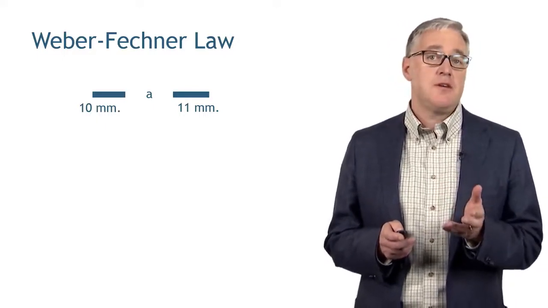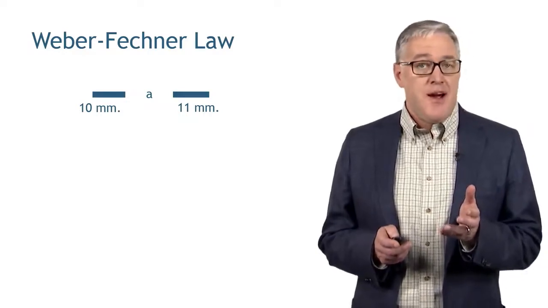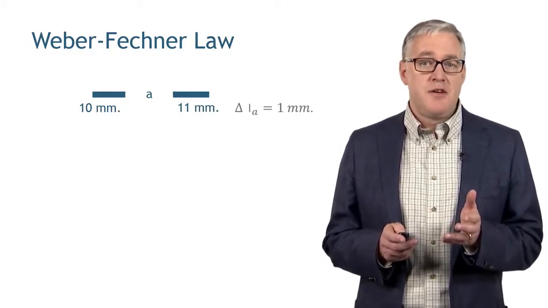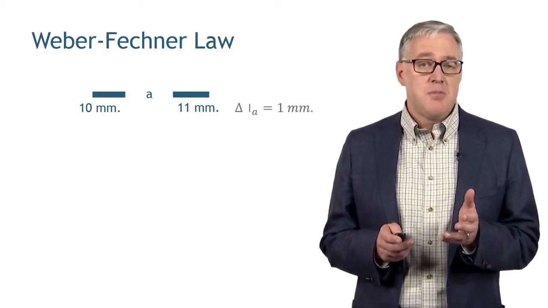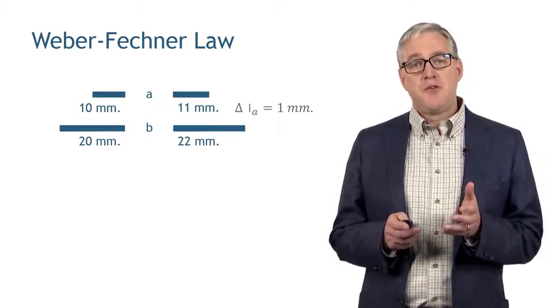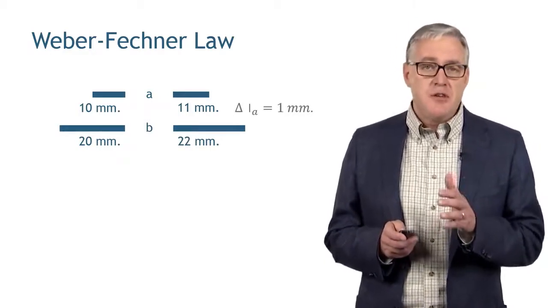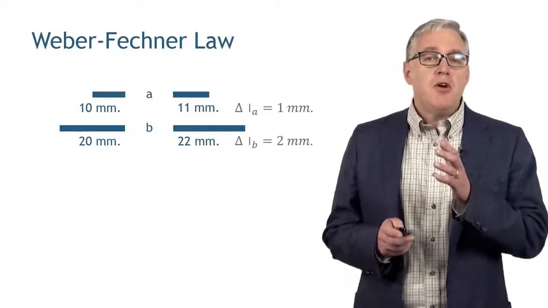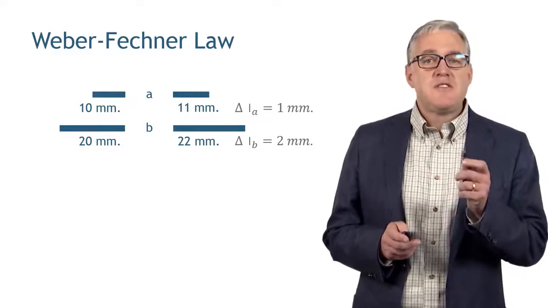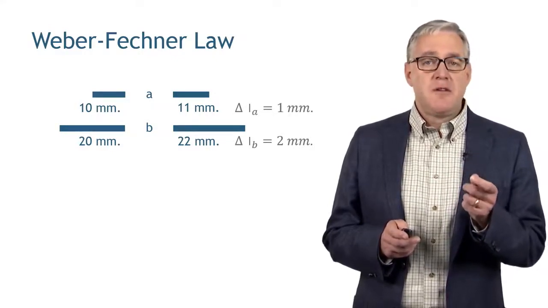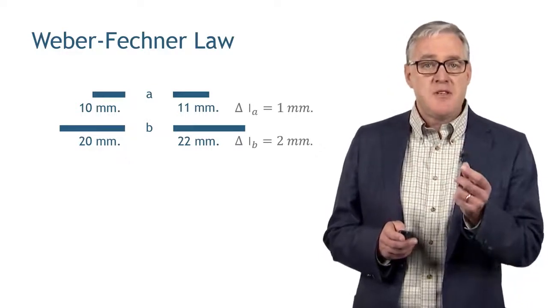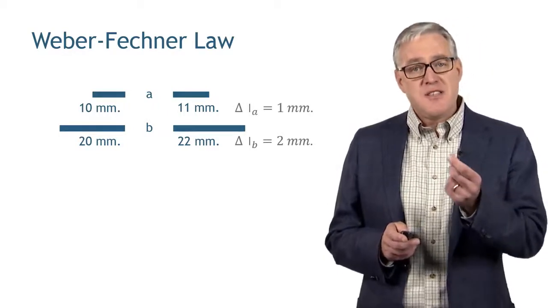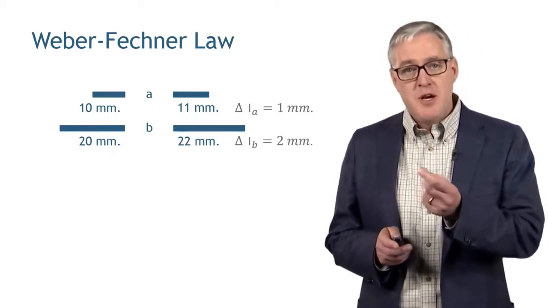Now, can you look at that and tell the difference? Maybe you can, maybe you can't. It is a small perceptual difference, just a millimeter. If you look at 20 millimeters versus 22 millimeters, does that look different? Maybe, maybe not. Notice that's a 2 millimeter difference. But also notice that the ratio of the stimulus to the underlying size of the line, 1 millimeter to 10 millimeters, is exactly the same as on the second example, which is 2 millimeters to 20 millimeters.